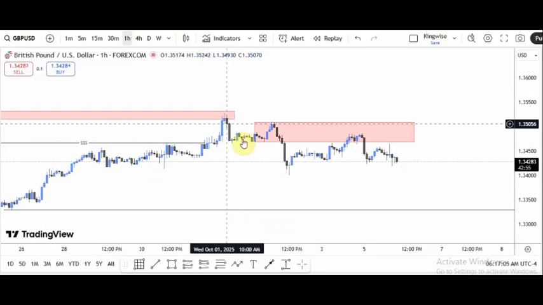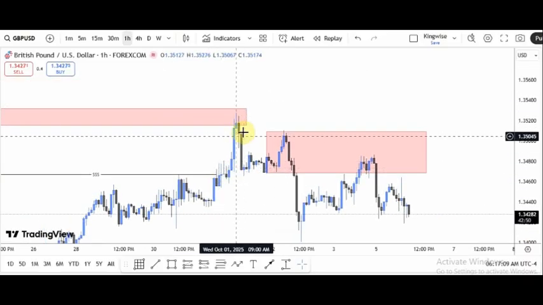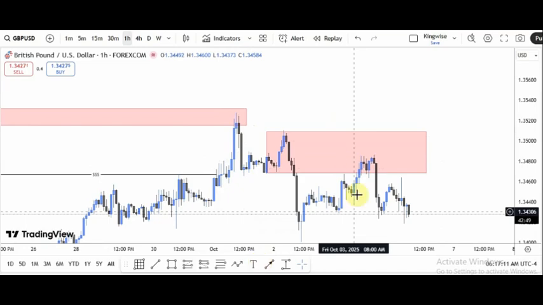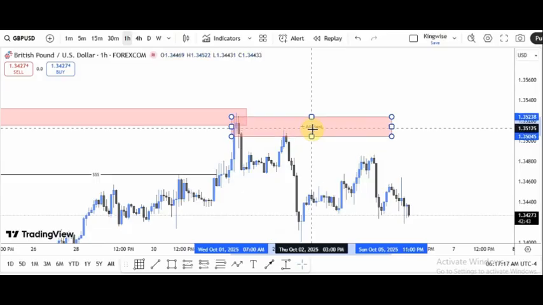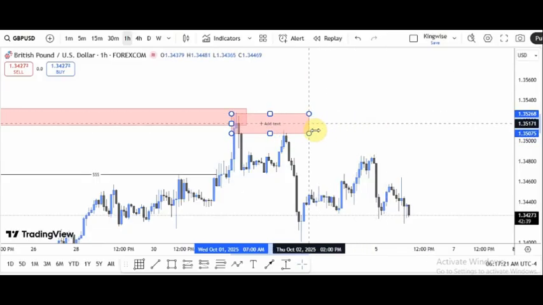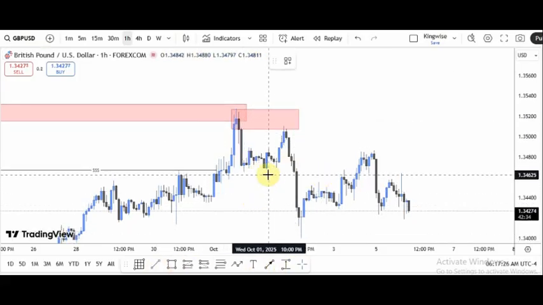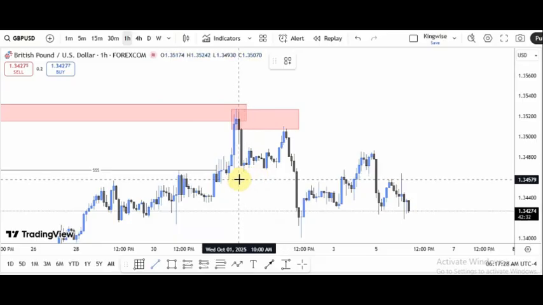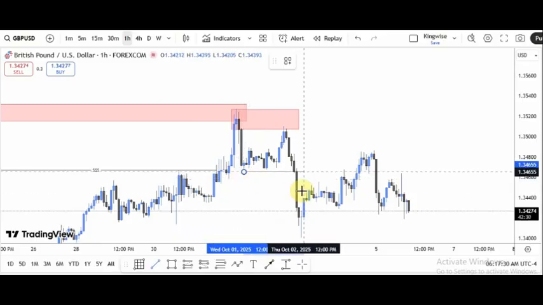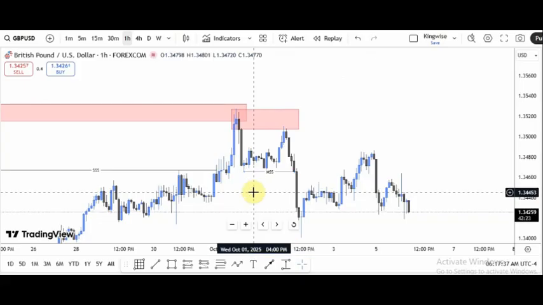Now on the 1-hour time frame, we can see that after price pushed all the way down, price came back into the zone, came back into this candlestick, and that was where price sold from. The moment it sold, it took out this low, which is our market structure shift.